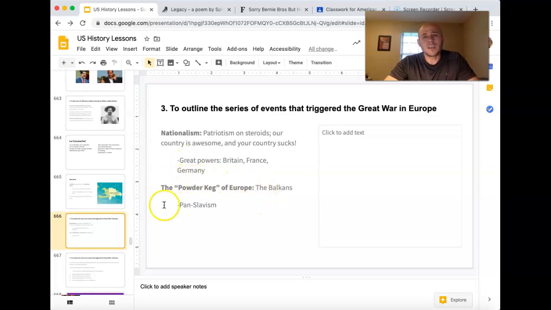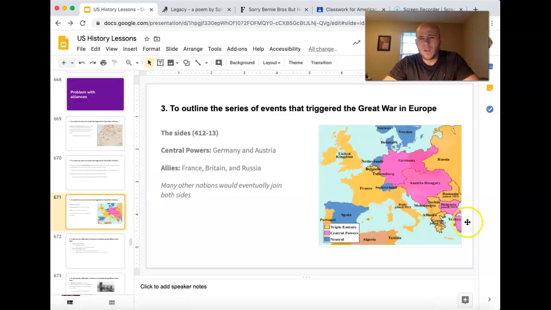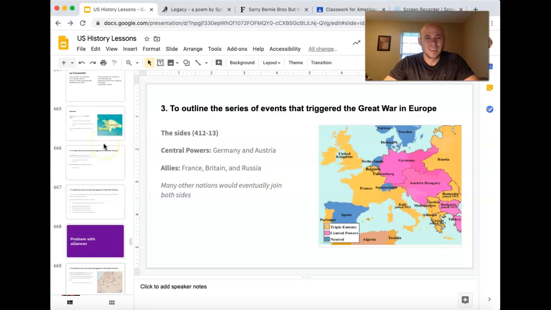But the other thing we're talking about is the powder keg of Europe, as historians call it, which is the Balkans. And I'll come right back to this slide, but my slide for some reason wouldn't work. But this is the Balkan Peninsula over here. And this is one of the messiest places in geography. It's always changing. The borders and the countries are always changing. But the Balkan Peninsula was basically the powder keg, as people called it, in World War I.